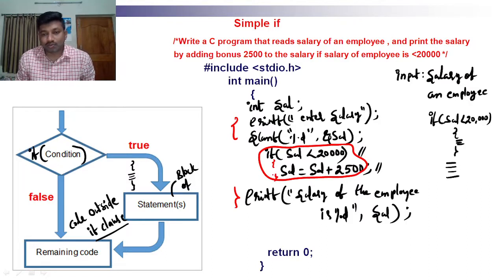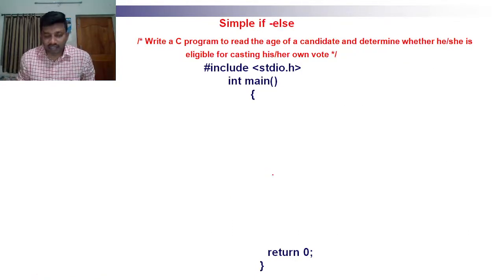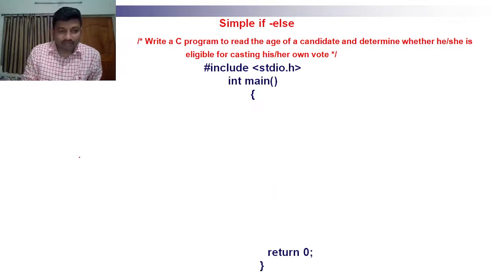Guys, I hope you are now able to understand the working principle of the simple if. Even in the earlier tutorial we have seen more than two problems. So let me move on to the simple if else. How will simple if else work? In the earlier case, if the condition is true, we execute something, but if the condition is false, we are not writing what to do. The remaining code outside the if block gets executed.